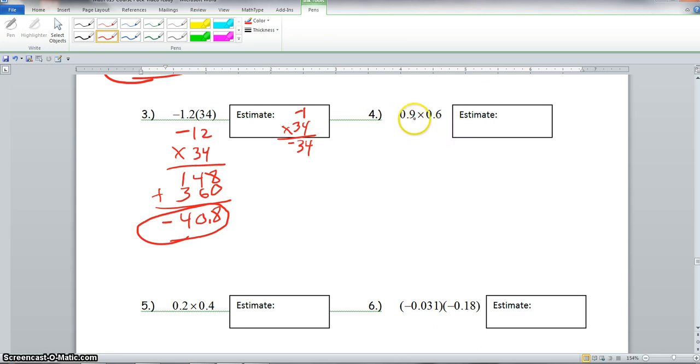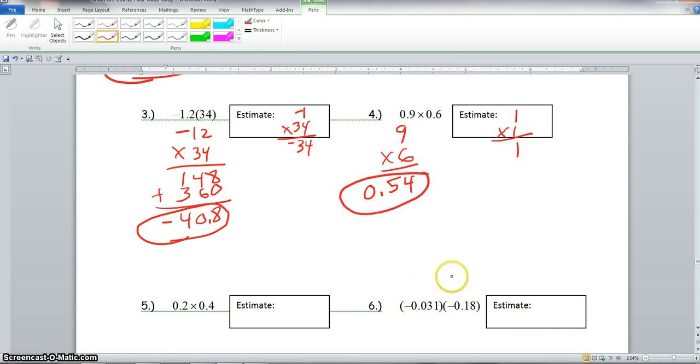Now it says here 0.9 times 0.6. We estimate this to the nearest whole number. This would be 1. 0.9 would be 1. And 0.6 will also be 1. 1 times 1 is 1. So now we drop our decimals here. We had 9 times 6, which will give us 54. We had 2 digits total behind the decimal. So our answer here would be a 0.54. And we know if we rounded this it would give us approximately 1.